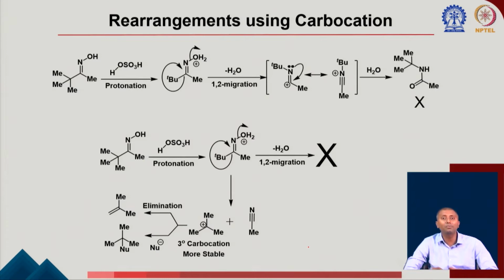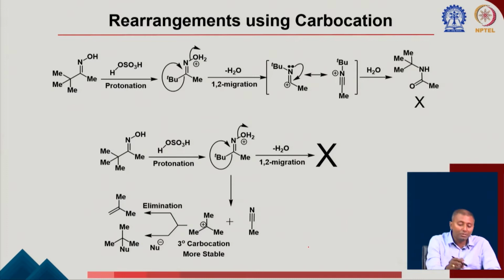In the last class, if you remember, I was talking about the Beckmann rearrangement, where the first step, starting from a carbonyl and a hydroxylamine, is forming an oxime. And once you protonate the oxime, the group which is trans to the hydroxy group participates in a 1,2 migration with elimination of water. But now, if we start with an oxime where one side has a tert-butyl group and the other side has a methyl group, you can clearly see that the tert-butyl group is trans to this OH group.